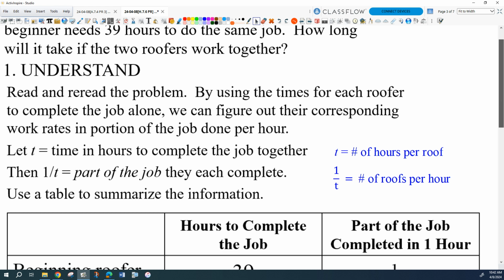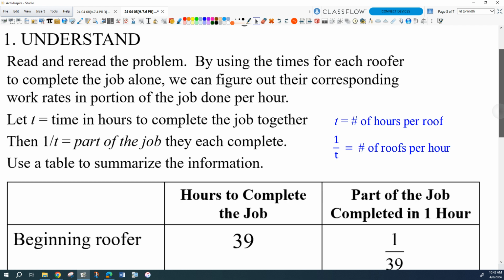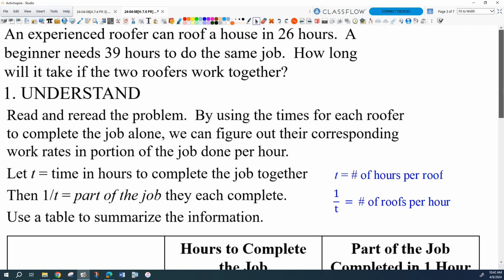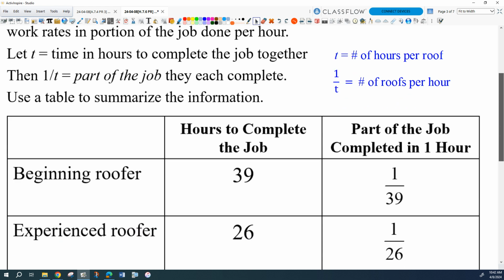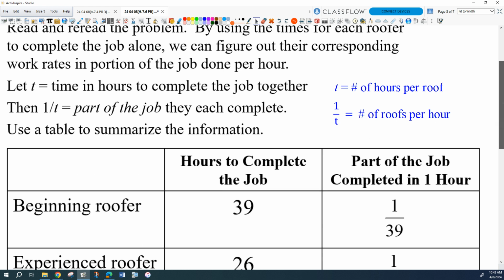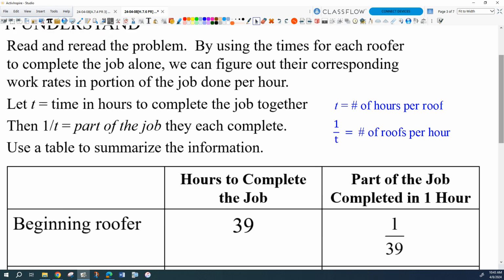So let's set up a variable. Let's let T be the time in hours to complete the job. So then T is going to be the number of hours per roof, right? For the experienced roofer, how many hours are required per roof? 26, right? For the inexperienced roofer, 39 hours are required per roof, okay? So the hours to complete the job would be 39 and 26. Now, if we want to turn this into a rate, well, we could flip this around.